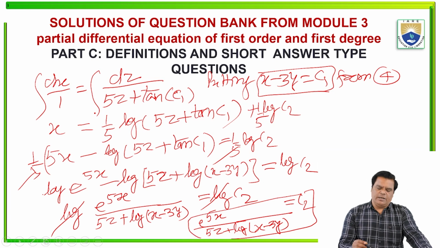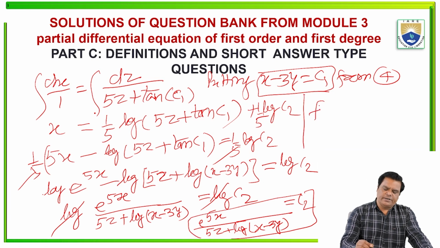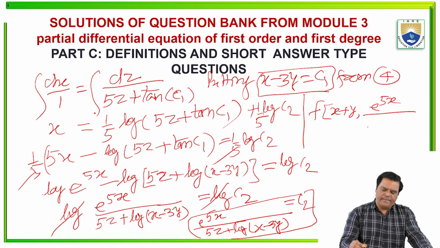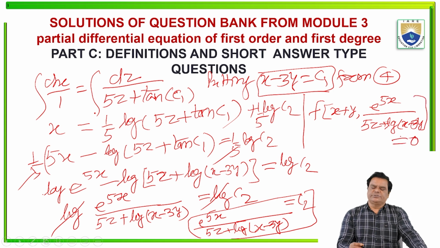Now the final solution is a function in brackets: first solution x plus y, second solution e to the power 5x upon 5z plus log x minus 3y, and this equals 0. This is the complete solution.